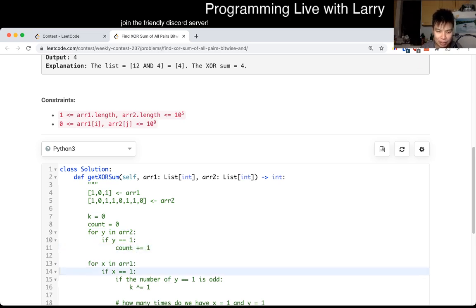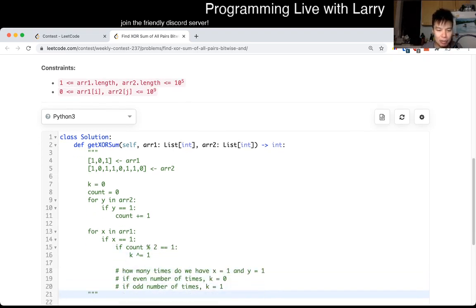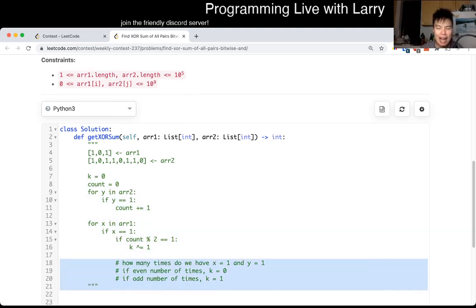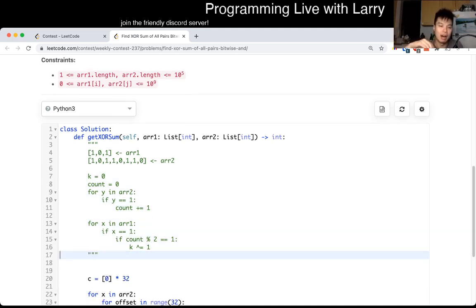Then now we just do if count is odd, which of course is just something like this. And yeah, this is pretty much it. That's basically the idea behind this problem. So you could do this bit by bit and then combine them later. And then we'll go over our code.